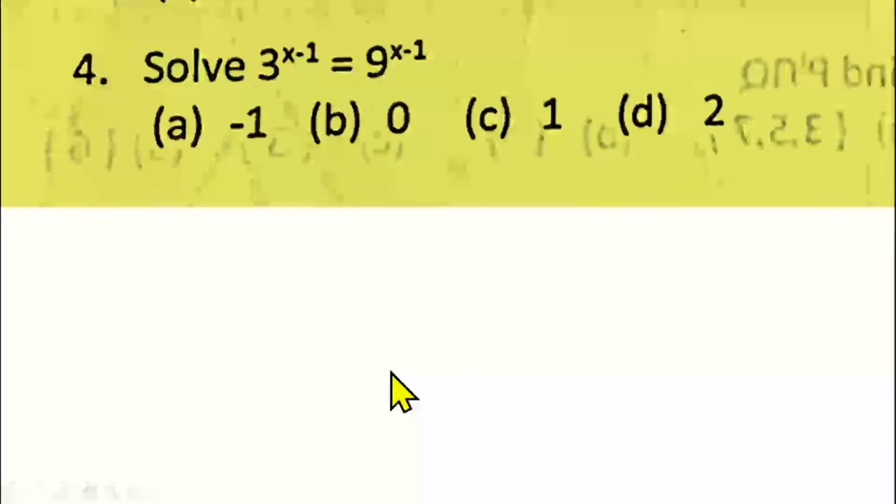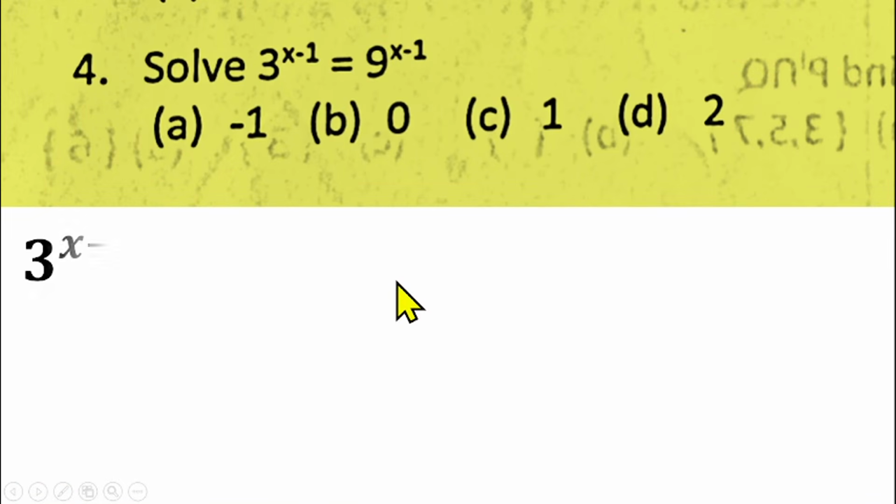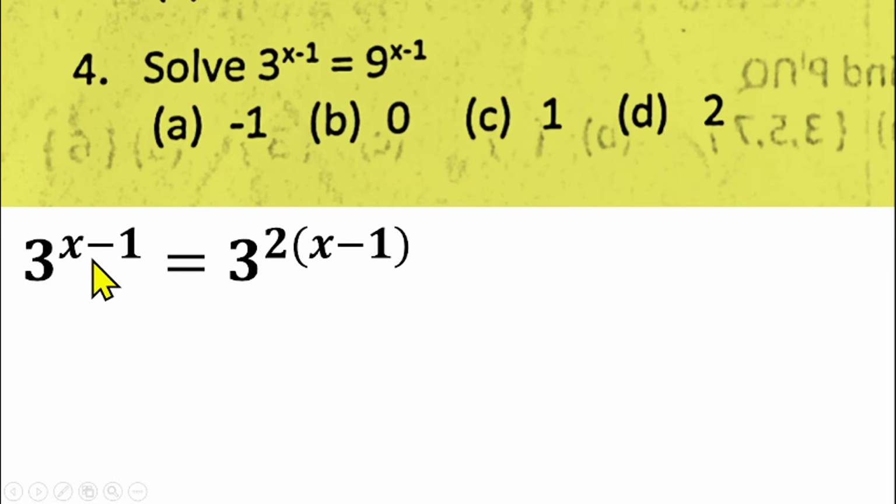Question number 4 is from indices. We have to solve 3 raised to power s minus 1 equals 9 raised to power s plus 1, s minus 1. So we can change the 9 to an index form to give us the base of 3. That will be 3 raised to power 2, and the power will multiply s minus 1. From there, we can cancel out the base.